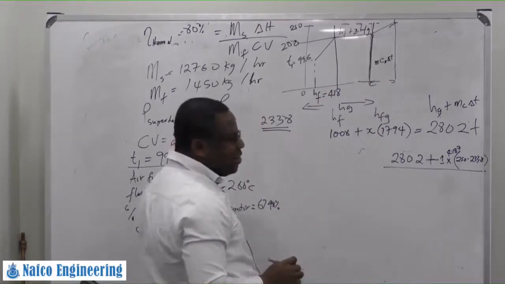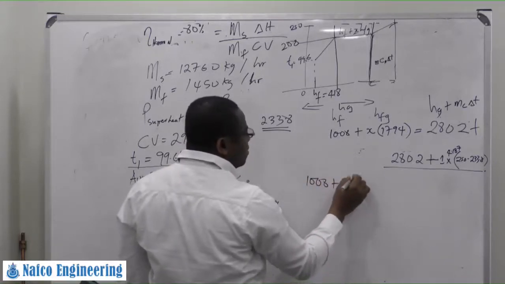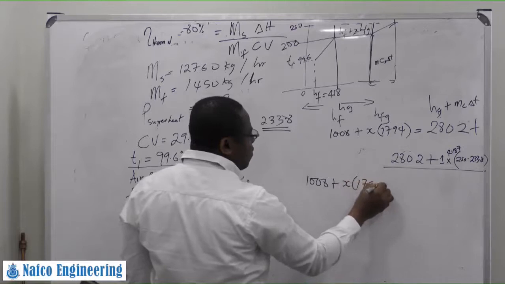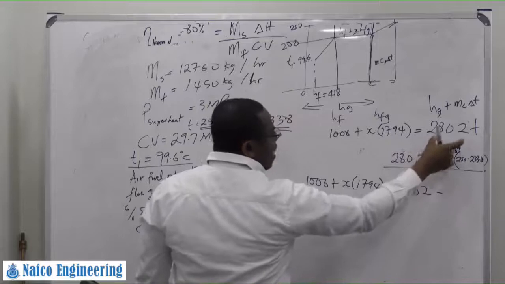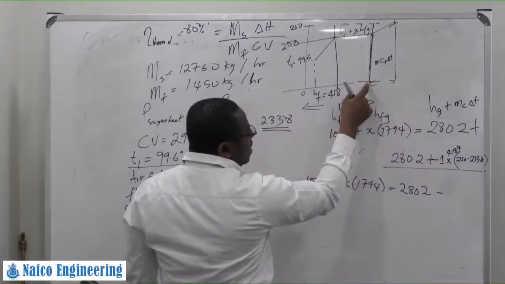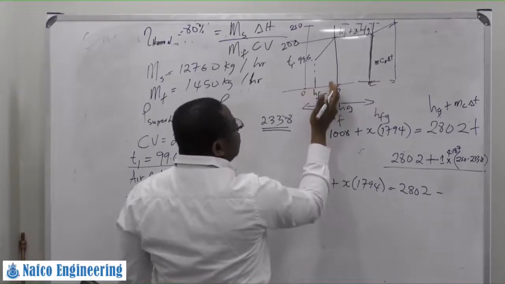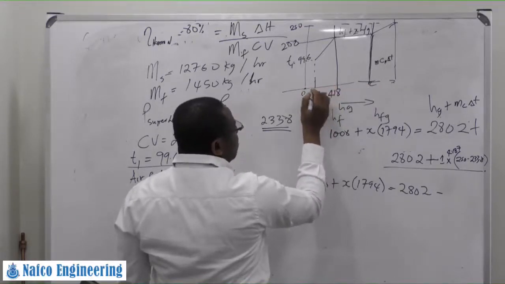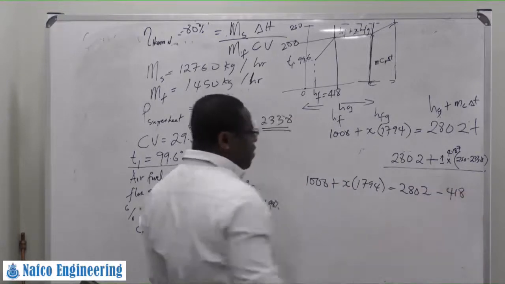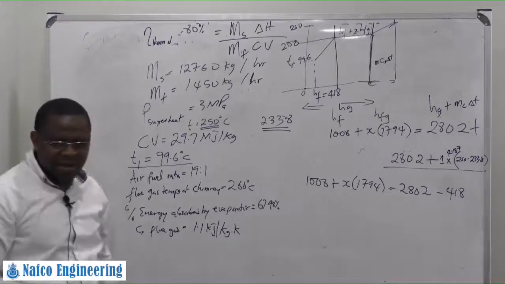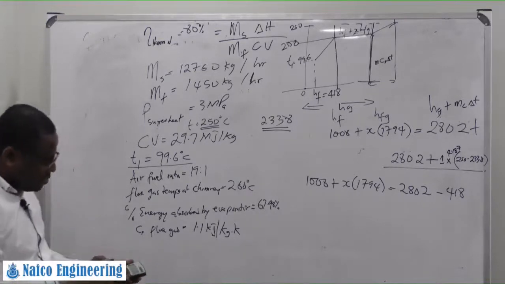Okay. So the best thing would have been to write like this. Plus x into 1794 is 2802. I need to, because now if I have this, it's a hedge. And hedge is from here to this to zero. So I must remove this hedge out. Check it. Let's see whether it will give us something. Let me check.